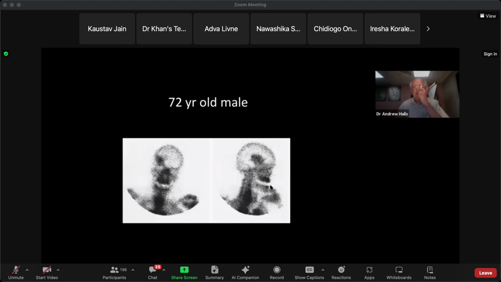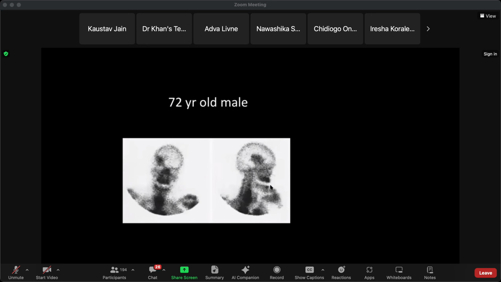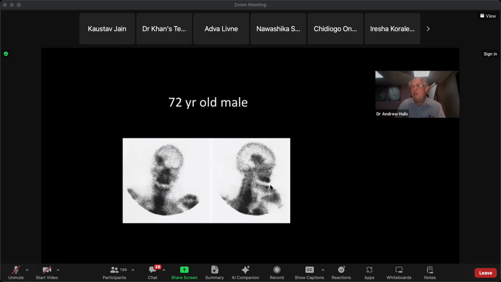Okay, anything other than metastasis? It might well be metastasis, but anything else? No. Okay. You get hyperostosis with a meningioma. Yes, you do. That is a good idea. It could well be that.